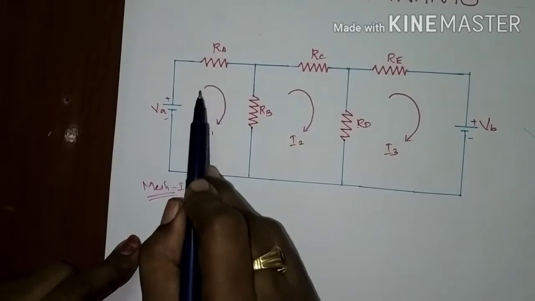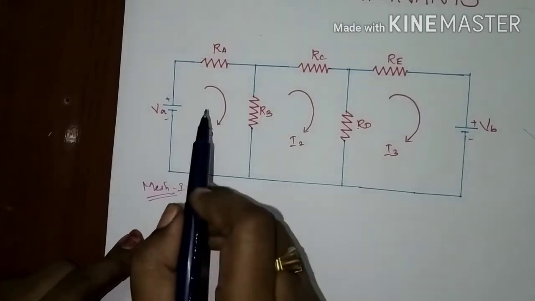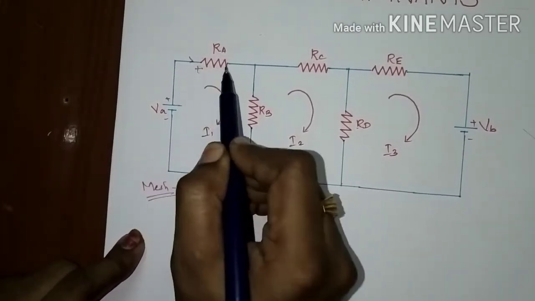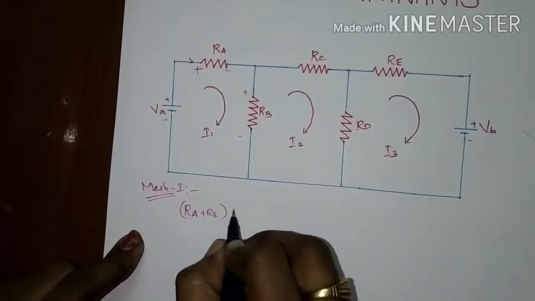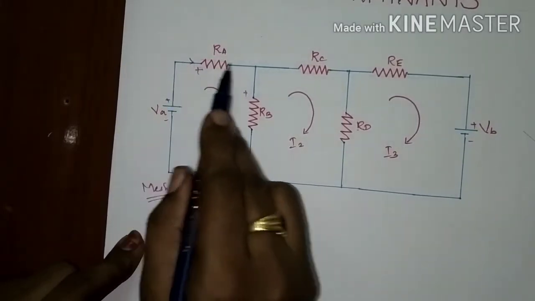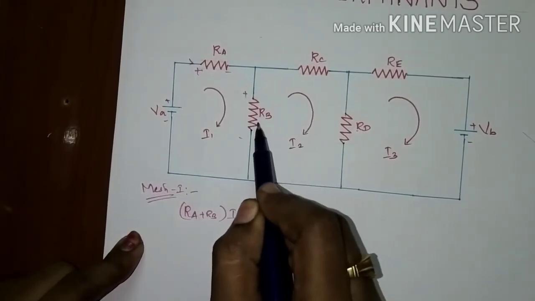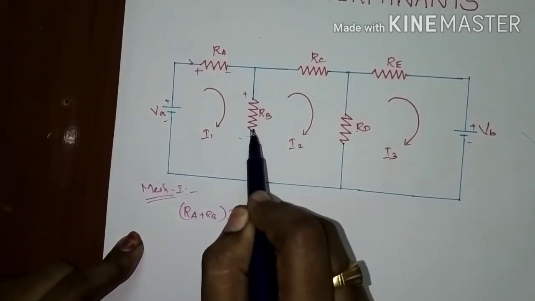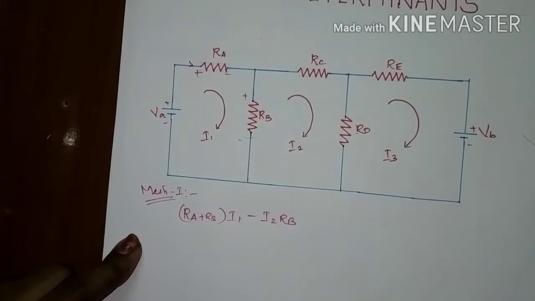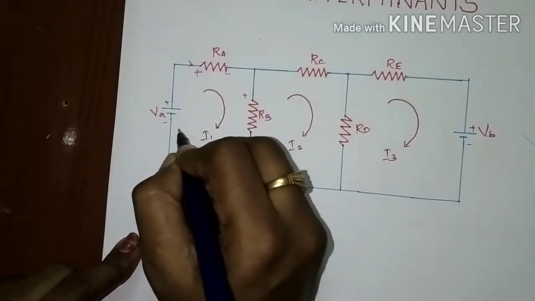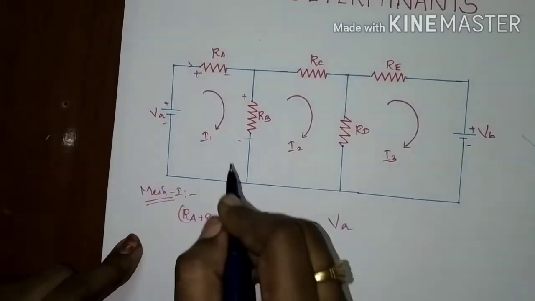For mesh 1, the I1 current flows through RA and RB. So KVL can be written as: RA plus RB of I1, right? I1 current flows through RA as well as RB. But I2 current flows only in RB, which is in the opposite direction of the potential drop, right? So minus of I2 into RB, which will be equal to the energy source. Here the current enters the negative terminal and leaves the positive terminal, which will be equal to VA. This is the first mesh equation.